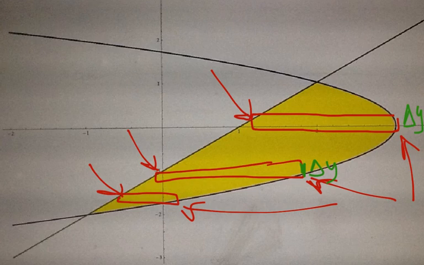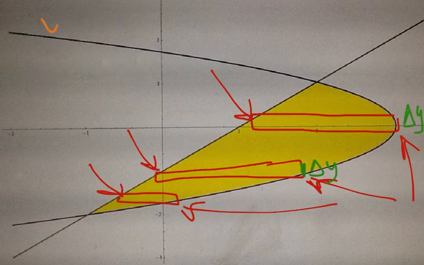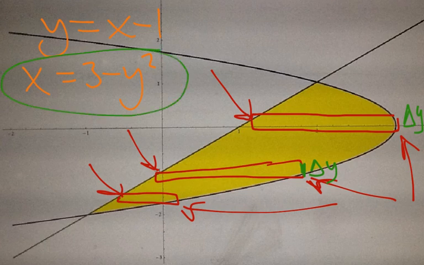And then instead of thinking of this as the integral of top minus bottom, this is going to be the integral of right minus left, from values along the y-axis instead of values along the x-axis. So we have y is equal to x minus 1, and we have x is equal to 3 minus y squared. Now, the second equation, the sleeping parabola, is already solved for x, so I don't have anything to do there. The first equation, though, is easily solved for x as just y plus 1.